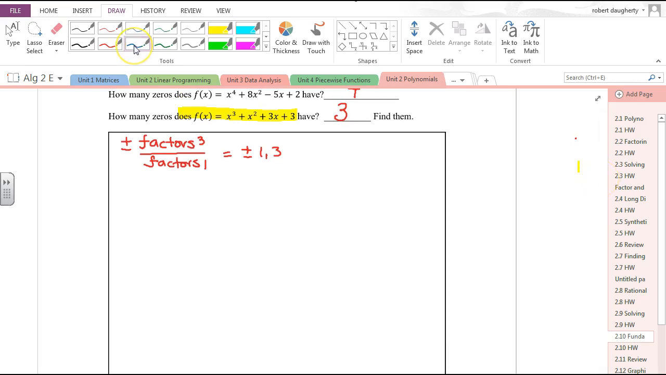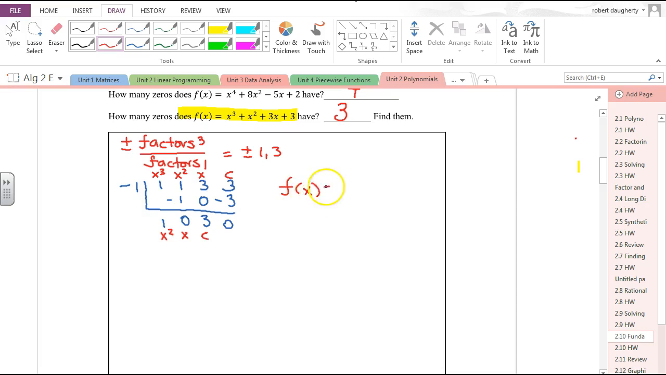Okay. So let's try -1. So 1, 1, 3, 3. If I bring the 1 down, 1 times -1 is -1, add to get 0. This is 0, add to get 3. -1 times 3 is negative 3, and add to get 0. This was my x cubed, my x squared, my x, and my constant. This is x squared, x, and constant. So this means that f of x is equal to what?